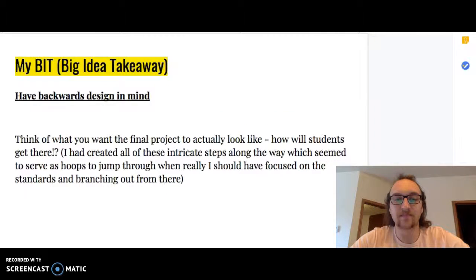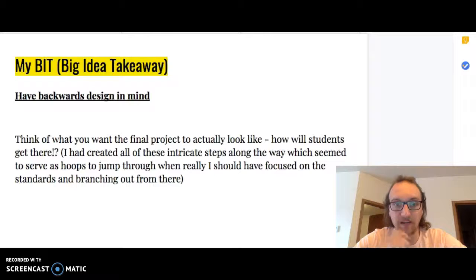So my big idea takeaway is always have backwards design in mind whenever you're doing any sort of creation of curriculum or projects. You really want to think, okay, what am I going to have these kids show off at the end to show that they've learned this? Because I can teach them some random unit or lesson about unit rates, but so what? If it supports the standards, great. But if I can make a project that will support that, even better.